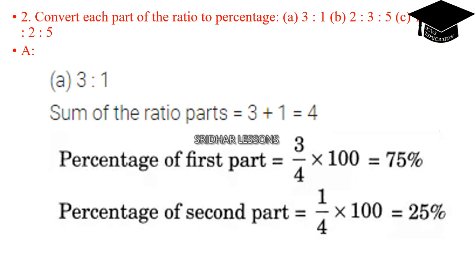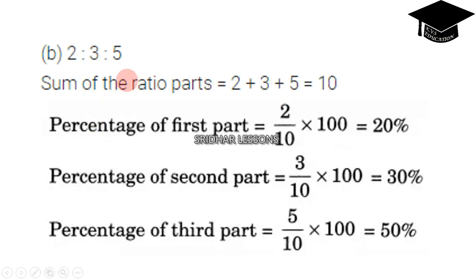Okay, next question. 2 is to 3 is to 5. Here we have three parts. So the sum of the ratio parts is 2 plus 3 plus 5, which is equal to 10. So the percentage of the first part is 2 by 10, the total parts, into 100. Upon cancellation this will come as 20%.